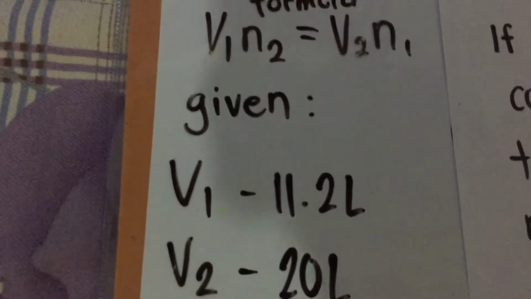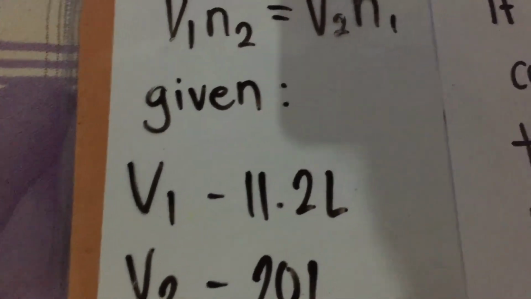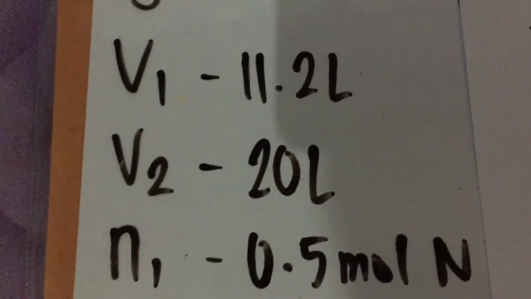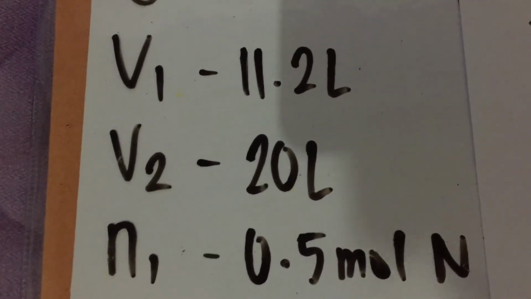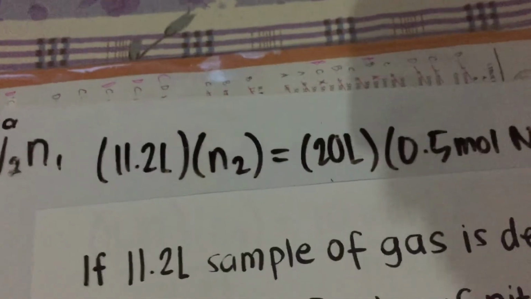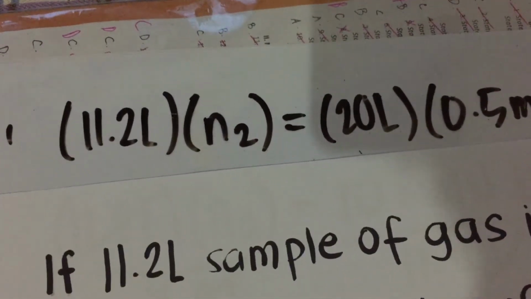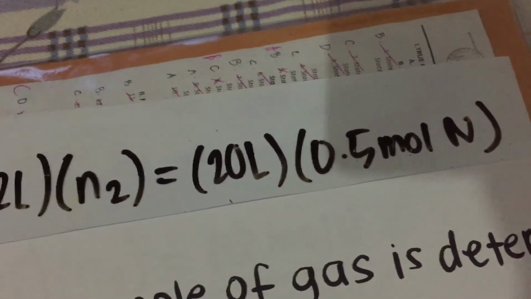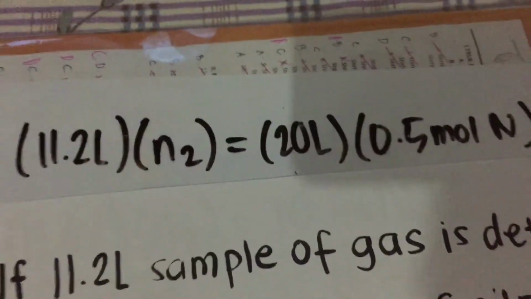The initial volume given is 11.2 liters, the final volume is 20 liters, the initial number of moles is 0.5 moles of nitrogen, and the unknown is n2. Substituting the values, 11.2 liters times the unknown n2 is equal to 20 liters times 0.5 moles of nitrogen.